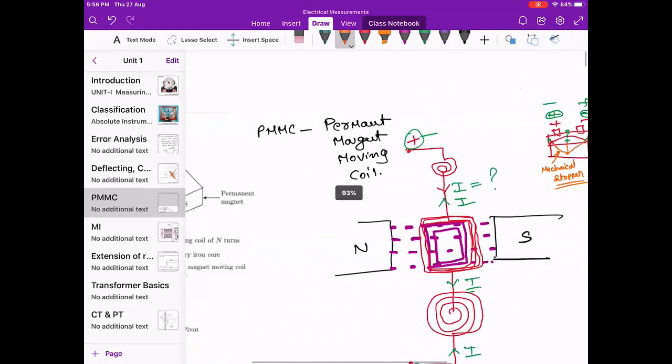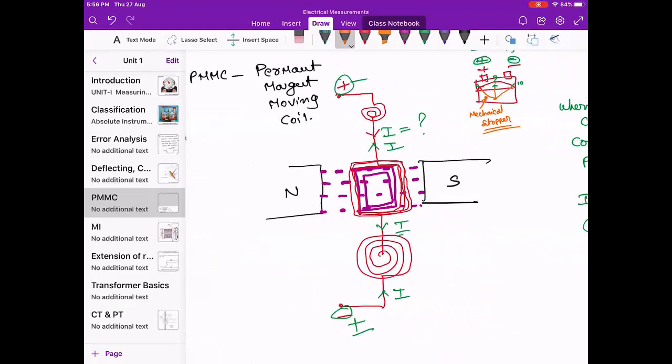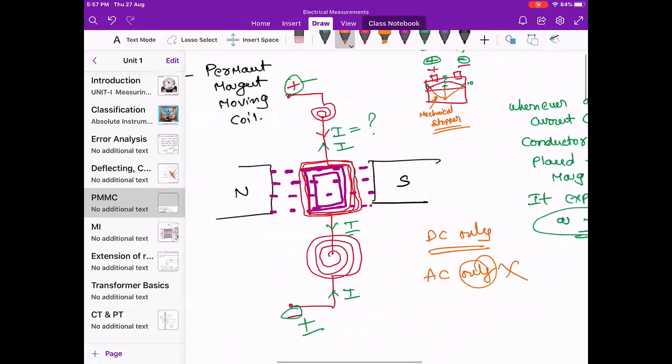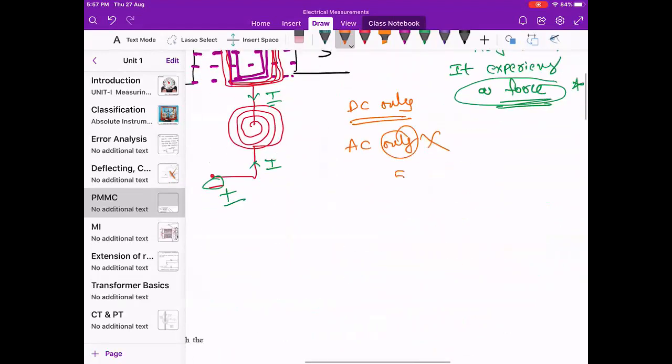Next, we can see that this entire apparatus will work for DC only. That is the first point. What if somebody connects it to AC? This device does not work for AC. Tell me, what is the reason? What do you mean by AC first? AC is a 50 Hz supply. 50 Hz means 50 cycles of positive and negative, meaning a total of 100 changes.